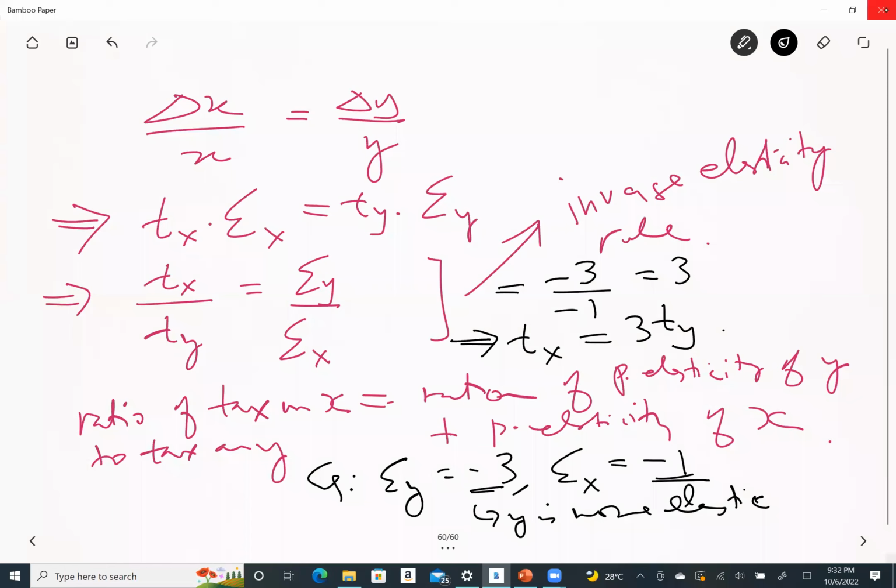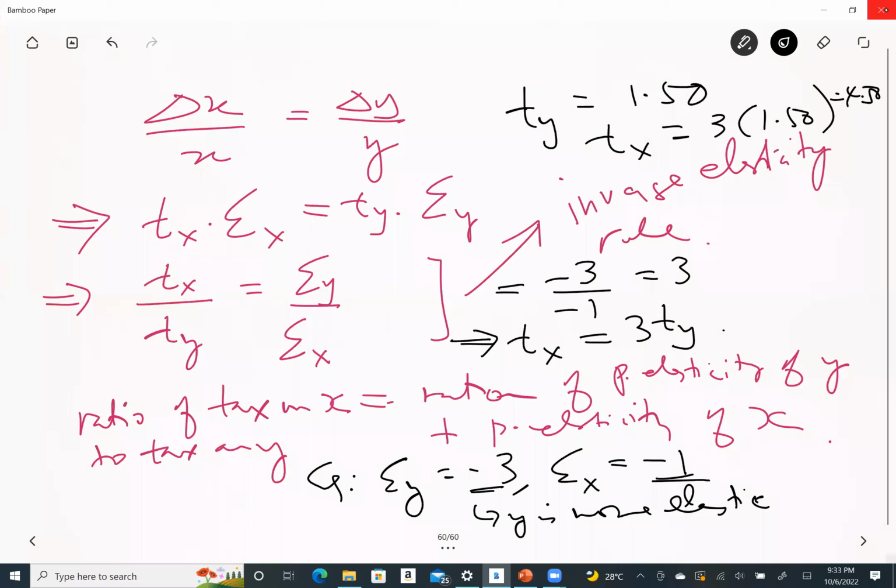So if the tax on Y is 150, then what is the tax on X? It will be 3 times 150. So how much do we get? 450. So the tax on X will be 3 times higher than the tax on Y. Why? Because X is more inelastic. Elasticity on X is lower.